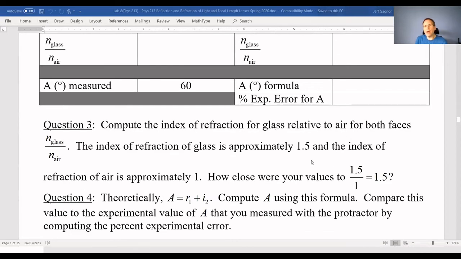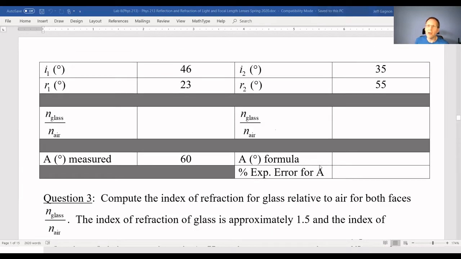In theory, the index of refraction of glass is around 1.5, so you should be getting around 1.5. When I did this, I got a little bit higher here, but that's okay, right? So in theory, they should be around 1.5.